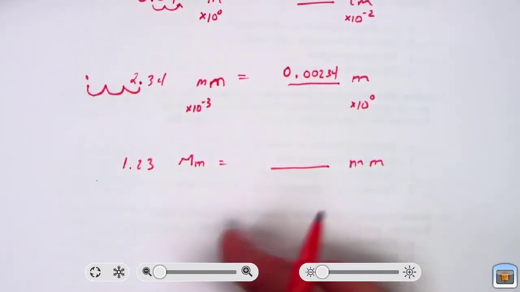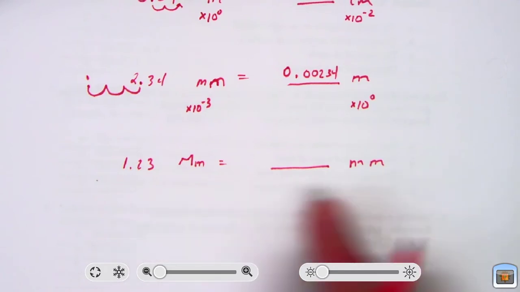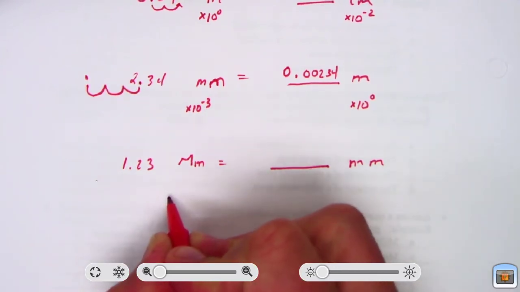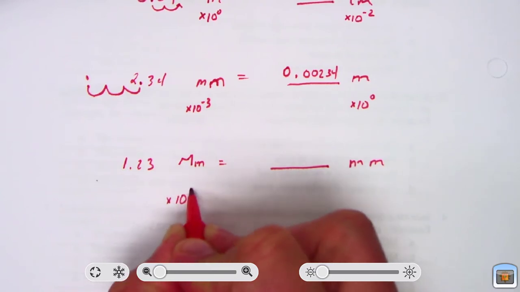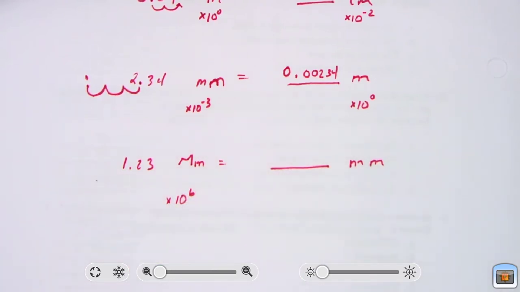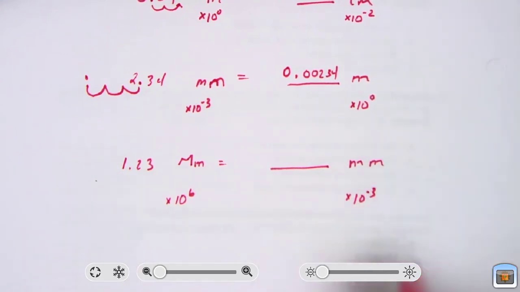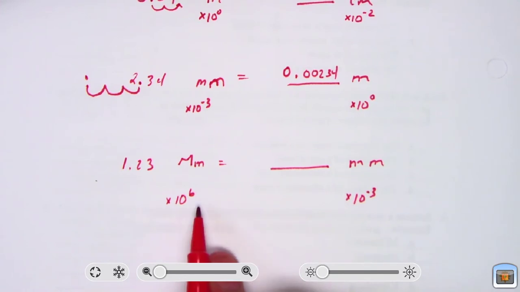All right. 1.23 megameters converting to millimeters. Now mega is a metric prefix that means times 10 to the 6th. I know that because the Illinois State Lottery is mega millions. A million has 6 zeros in it. Milli is still times 10 to the negative third. The difference between these two numbers is 9. That's 9 powers of 10. So I'm going to move my decimal 9 places.